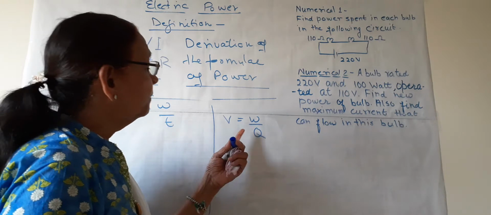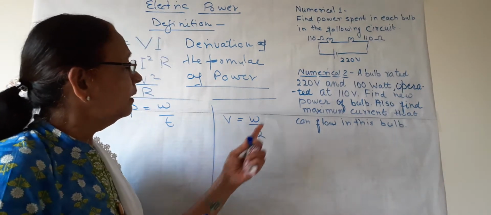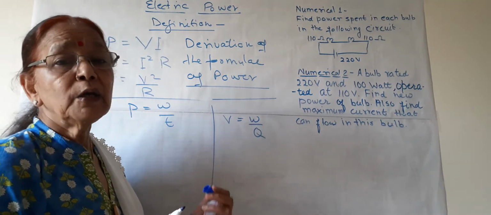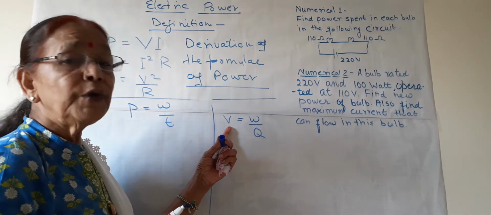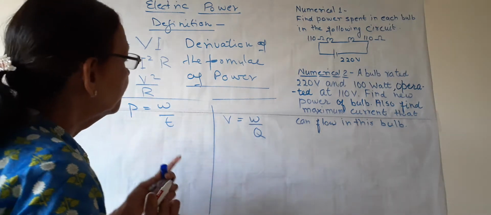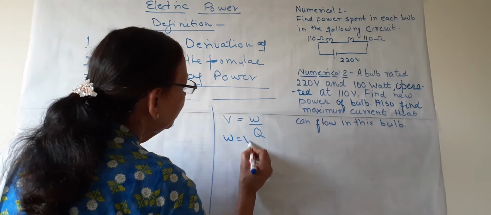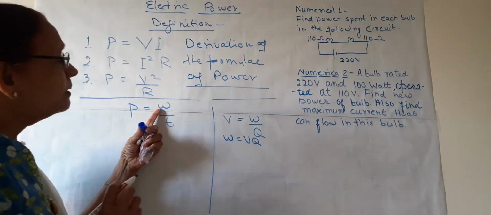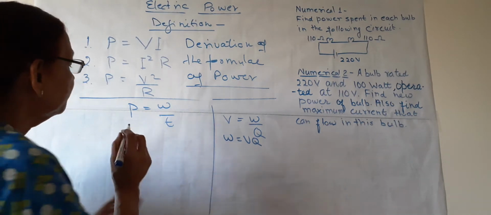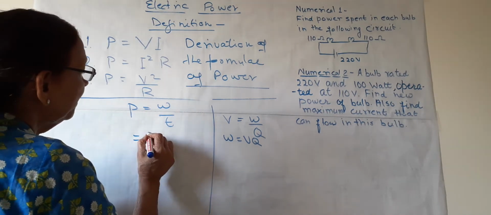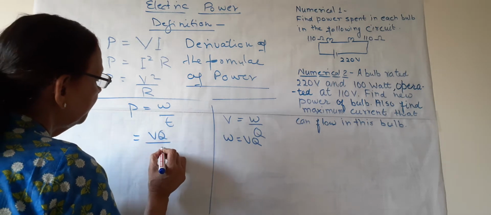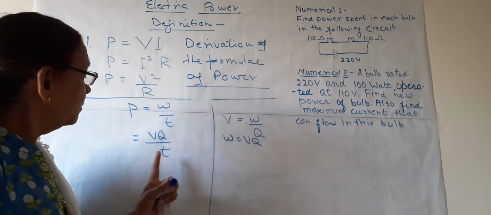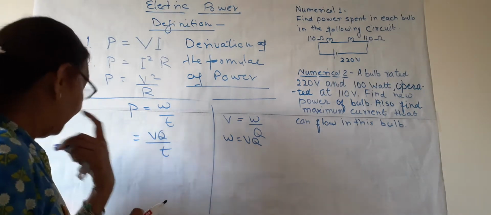We know that potential difference is work divided by charge, where charge is in coulomb and work is in joule. So we know this formula, V is equal to W by Q. So W will be VQ. We can replace this W by VQ in the power formula. So now the power will be VQ divided by T. This W can be replaced by VQ, so now the formula is VQ by T.